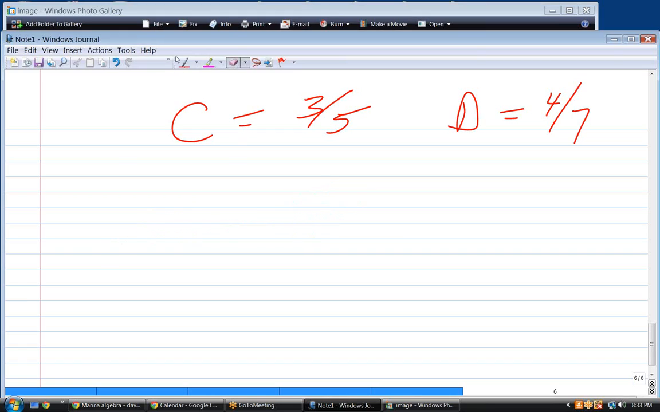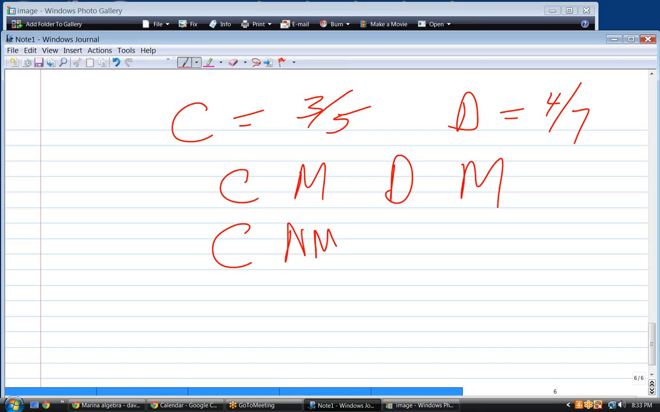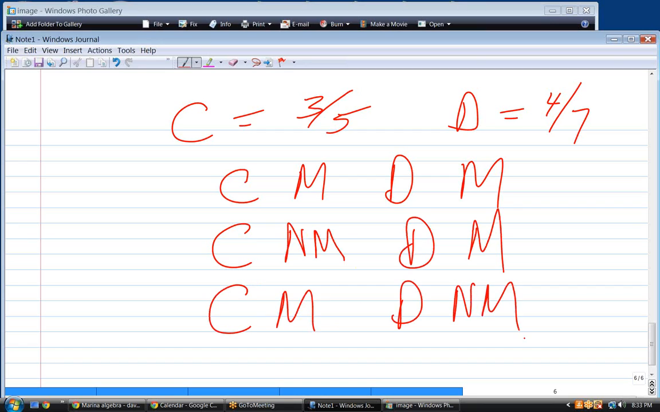We have what things can happen. C can make it and D can make it, or C cannot make it and D can make it, or C can make it and D cannot make it, or C cannot make it and D cannot make it. Are those the only 4 possibilities? I guess so. I think so.